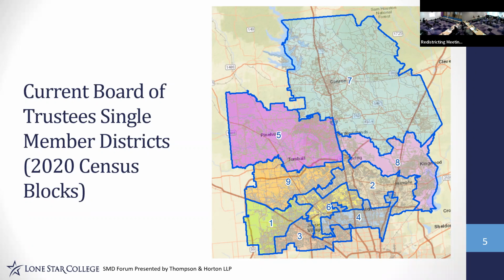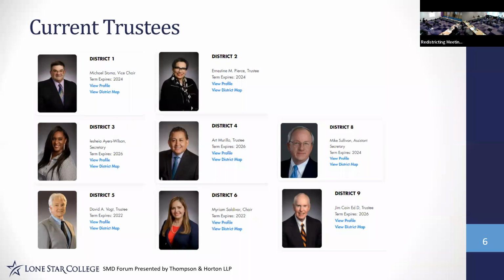And so, as Lisa said, the process of redistricting means we want to shift population, we want to redraw the boundaries so that the total population in each single member district is equivalent, not necessarily equal exactly, but equivalent. And so, as I said, Lone Star College is divided into 9 single member districts. And you'll see that the current trustees, this process is very important to them. And we actually have 8 because in single member district 7, there's currently a vacancy.